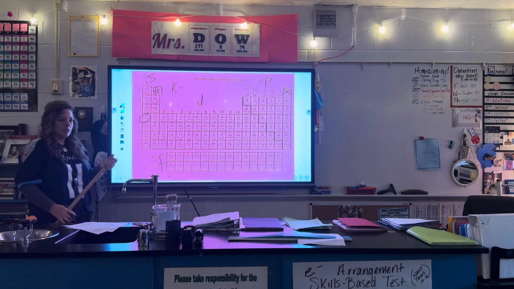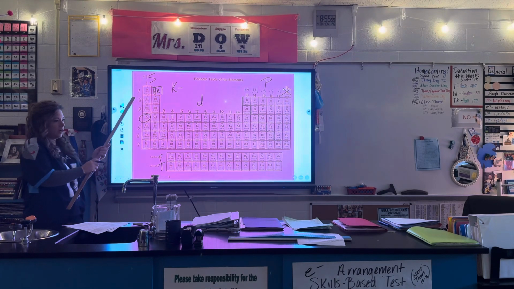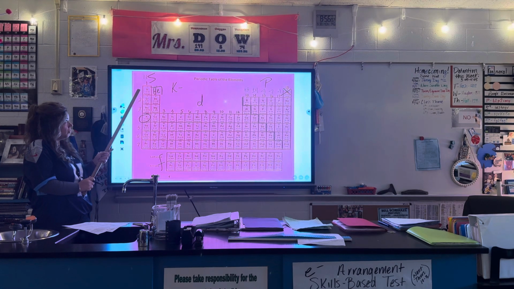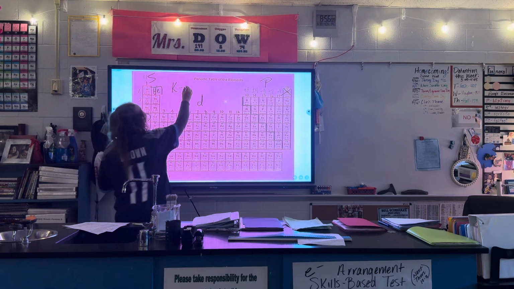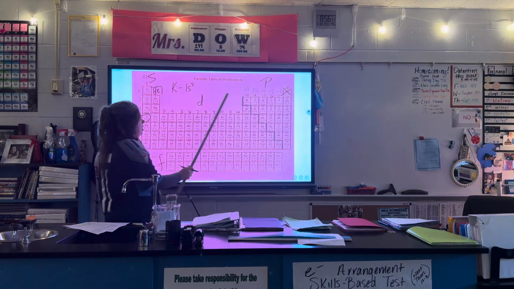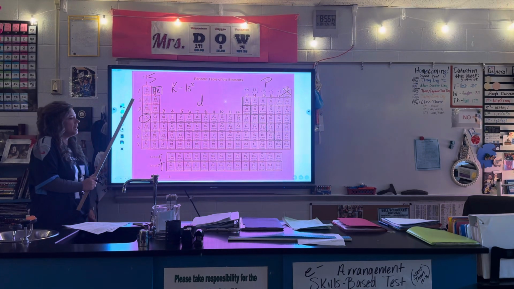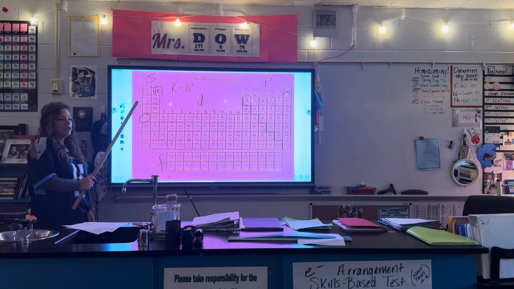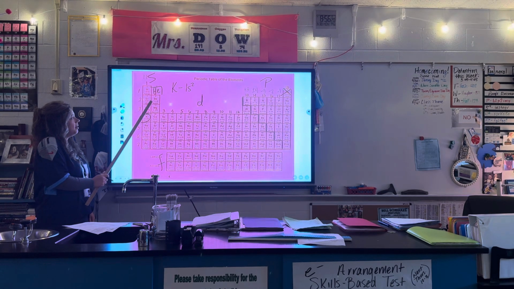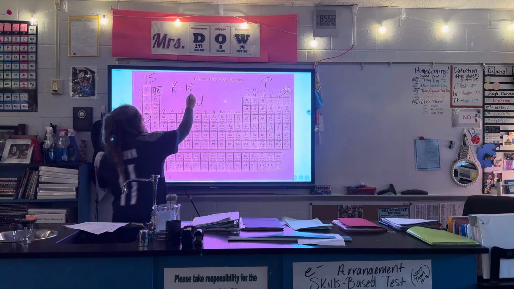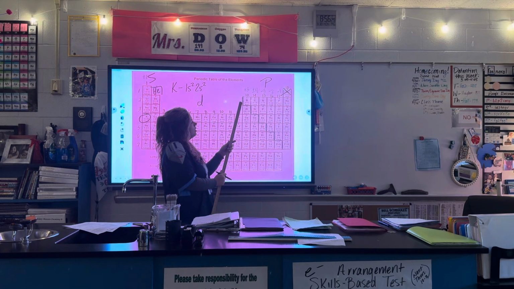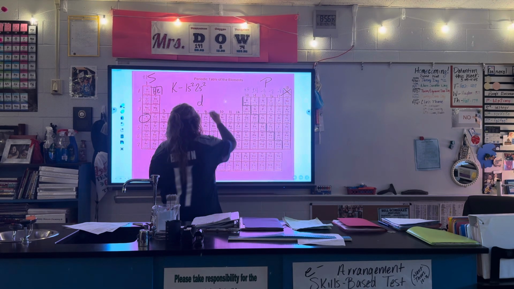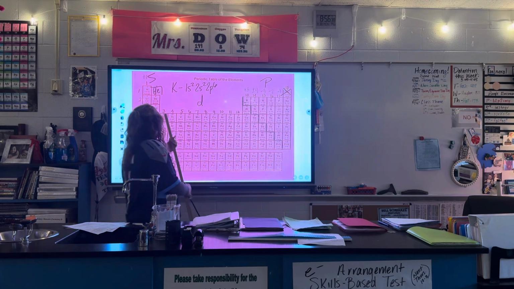But where do we start? Top left, up here. What row am I on? 1. What block? S. How many elements? 2. So 1s squared. Then I keep going over. There's nothing there, so next line. What row am I on? 2. What block? S. How many elements? 2. So 2s squared. Now we keep going across. What row am I still on? 2. But what block? P. And how many elements total across? 6. So 2p6.